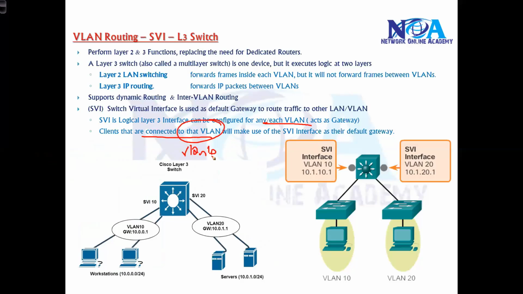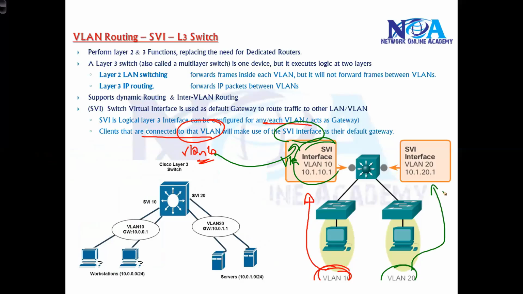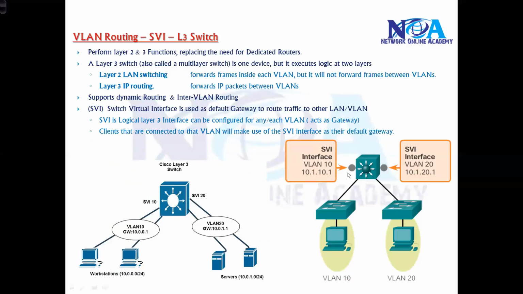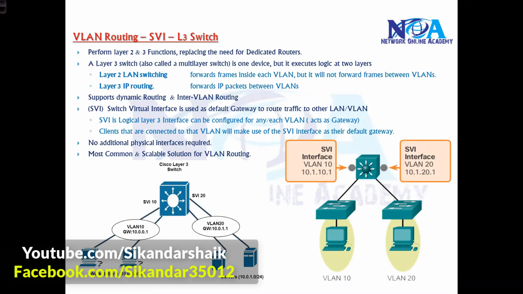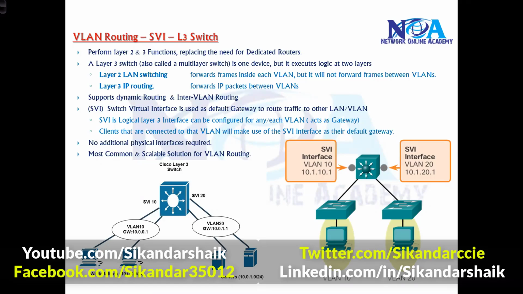As an example, VLAN 10 users will use the VLAN 10 interface as a gateway, and all the users of VLAN 20 will use the VLAN 20 gateway. In terms of configuration, it's going to be very simple. As I said, we don't need any physical interfaces. We'll be using virtual SVI interfaces as the gateway. This is the most common as well as scalable solution, because even if you have hundreds of VLANs, you don't need to bother about creating 100 sub interfaces or 100 physical interfaces. I can just create those virtual interfaces for each VLAN, which will act as a gateway and route the traffic between the VLANs.